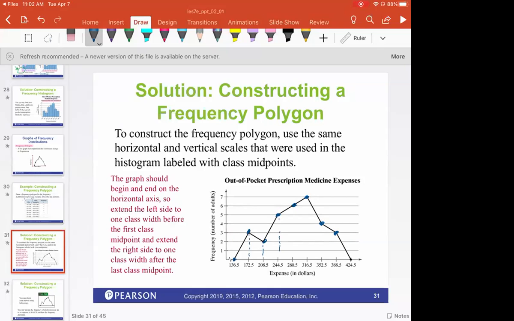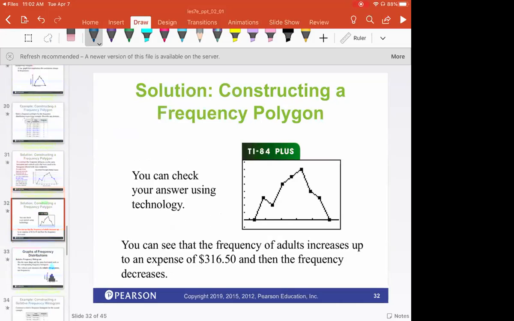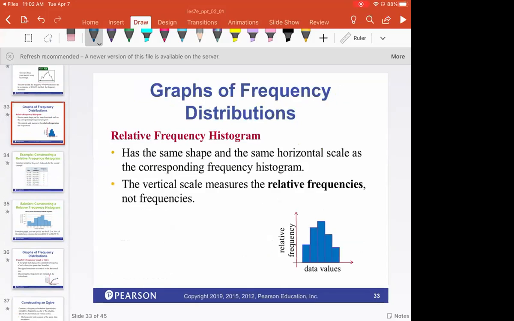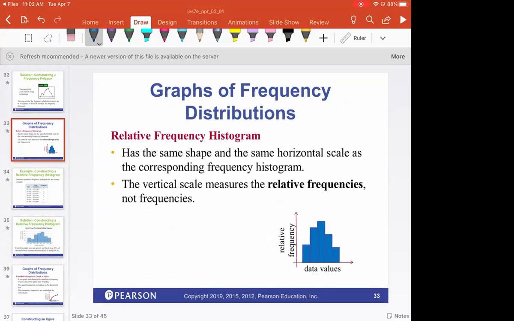So the graph should begin at the end of the horizontal axis. Extend the left side to one class width before the first class midpoint, and extend the right side to one class width after the last class midpoint. And then we just connect. You can use a graphing calculator for this, but we won't go into that so much. I don't even make my stat students graph charts using calculators. We use our calculators for more extensive calculations, but not for charts.